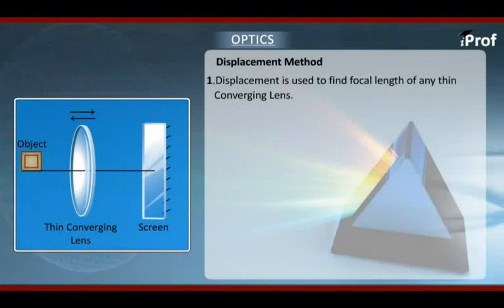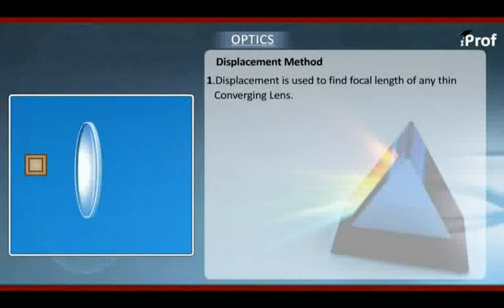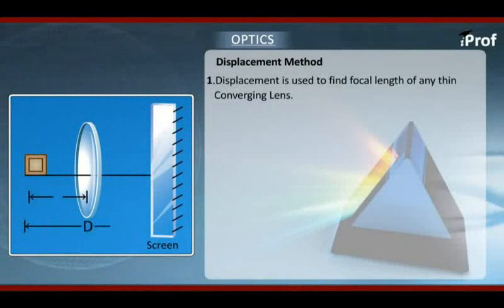What we do in this method, we take an object and we fix the position of screen where image is formed. Now when I am talking about screen and image being formed on the screen, we are referring to the real image. Then we take a thin converging lens whose focal length is to be determined, and this lens is displaced between object and screen until we get a sharp image on the screen. That's why this method is referred as displacement method.